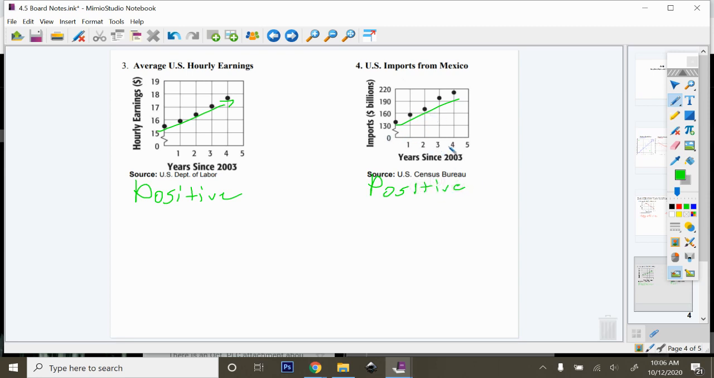All right, if we describe it, I'm looking at my labels again. That's years, and that's imports in billions of dollars. And this is US imports from Mexico. So as the years pass, the billions of dollars of imports goes up.